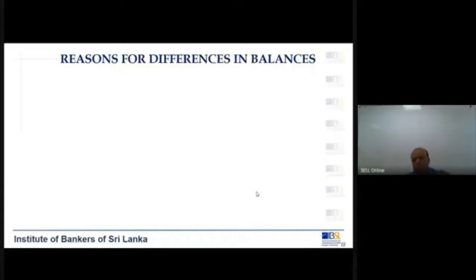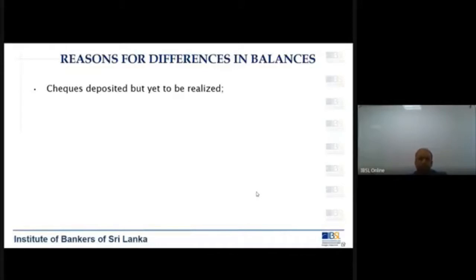So let us look at what are the reasons for these differences. Number one, checks deposited but yet to be realized. Now this is very interesting. As I told you, if you can recall the cash book question that we did, when the checks are received, I will initially record it as cash, and then when I send it to the bank, I will credit my cash column and put it into the debit of the bank column. Now the checks have gone to the bank.